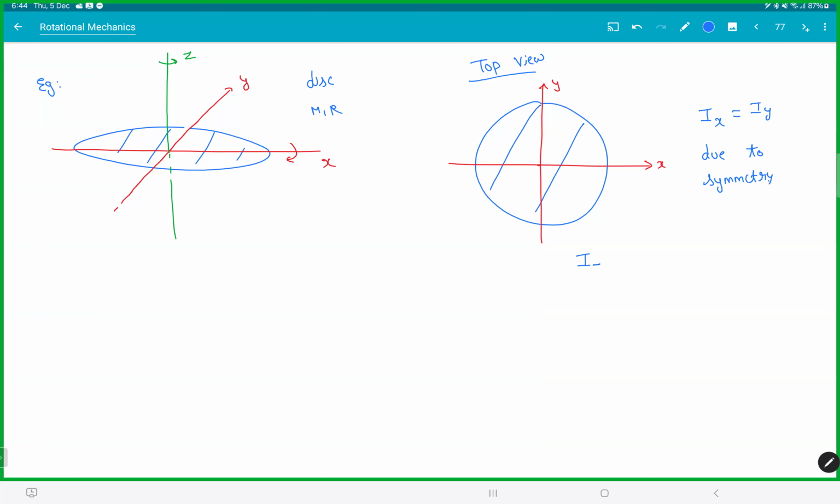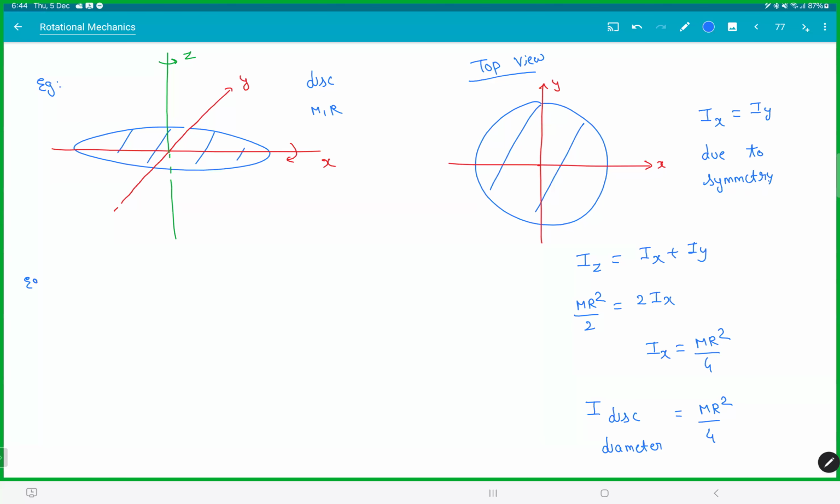So now if you write the theorem, Iz is equal to Ix plus Iy. Iz is mr square by 2, which we have proved by integration. This will be 2 times Ix. Ix is equal to mr square by 4. There. So the moment of inertia for a disk about the diameter is mr square by 4. About an axis perpendicular to the plane is mr square by 2.